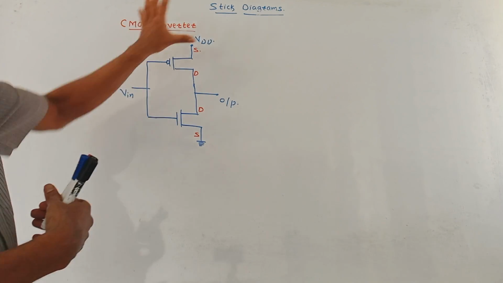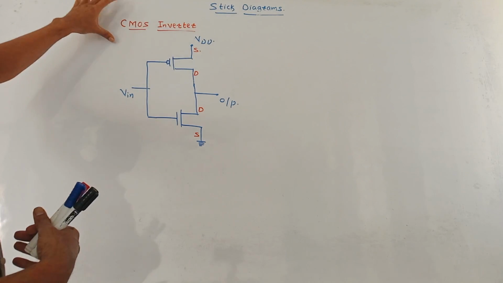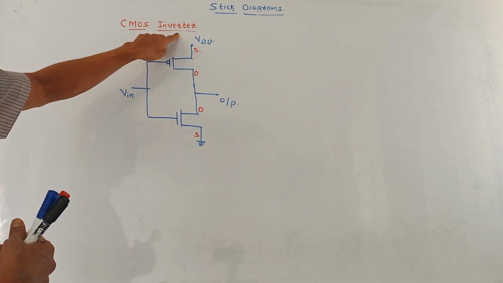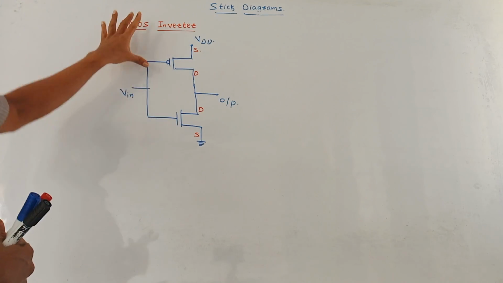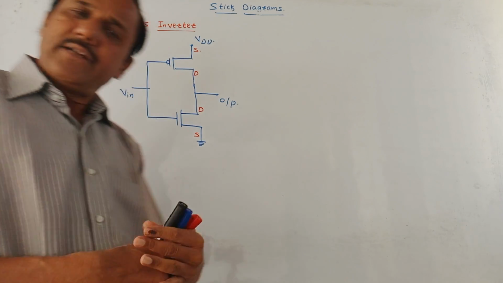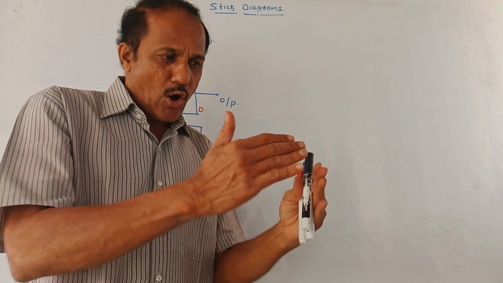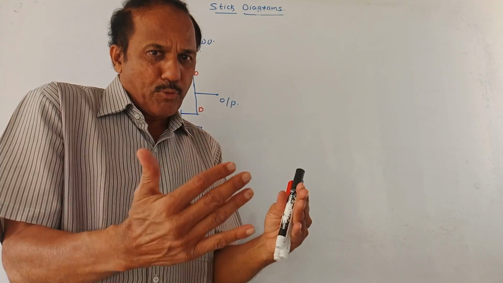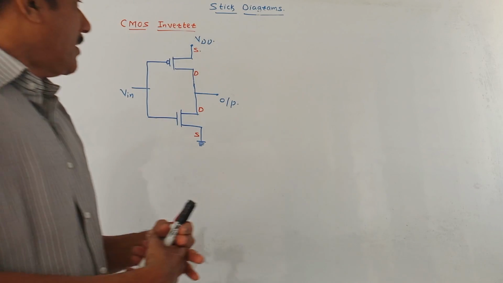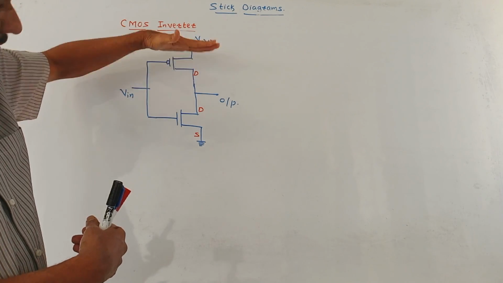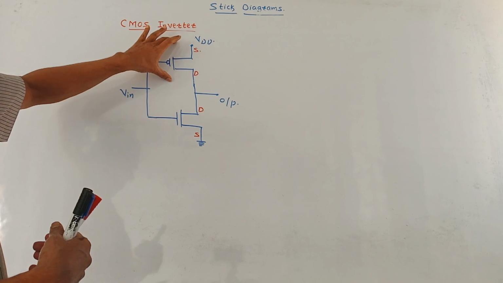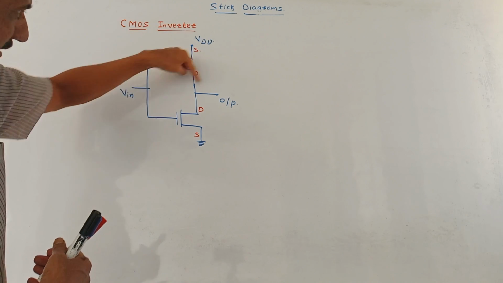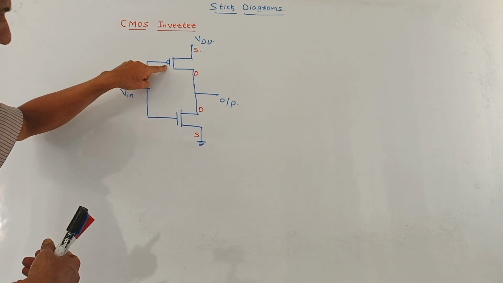Now let us learn how to draw the stick diagram. We'll consider an example of a CMOS inverter. I have drawn the static CMOS diagram for this CMOS inverter. We know that an inverter is a circuit in which you get the output as a complement of the input. We know how to draw such diagrams. The upper part is PUN, the lower part is PDN. The upper part, PUN, is designed using PMOS. This is the PMOS, so I have marked a bubble over here.